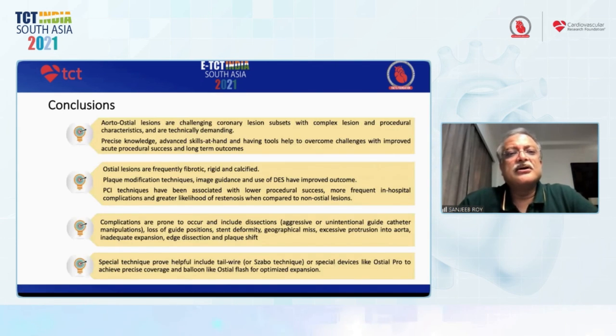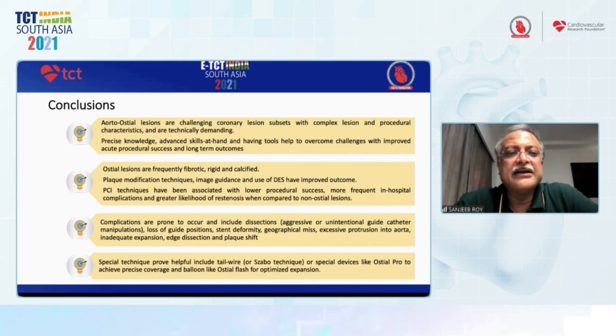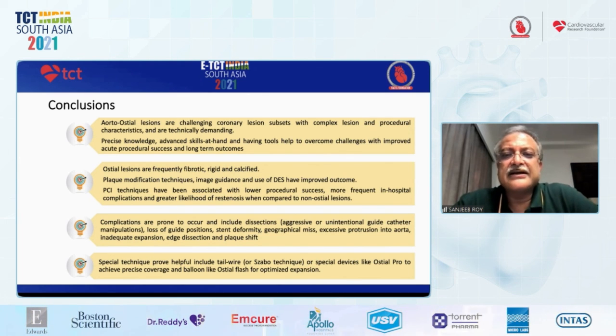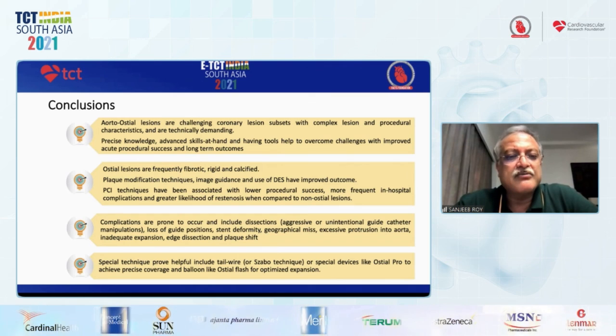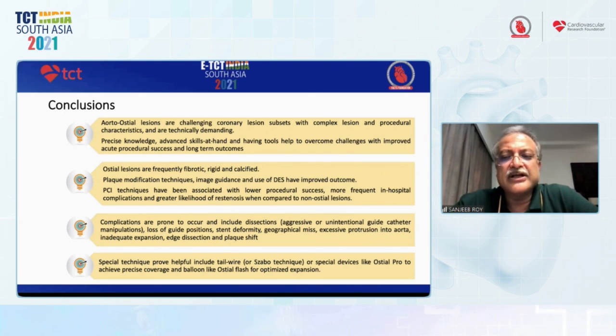So to conclude, aorto-ostial lesions are challenging coronary subsets with complex lesion and procedural characteristics and are technically demanding. Precise knowledge, advanced skills at hand, and having the tools help to overcome the challenges. They are frequently fibrotic, rigid, and calcified, and need plaque modification. PCI techniques have been associated with lower procedural success and more in-hospital complications compared to non-ostial lesions. Complications are prone to occur and include dissections, loss of guide position, stent deformity, geographical miss, and excessive protrusion into the aorta, inadequate expansion.